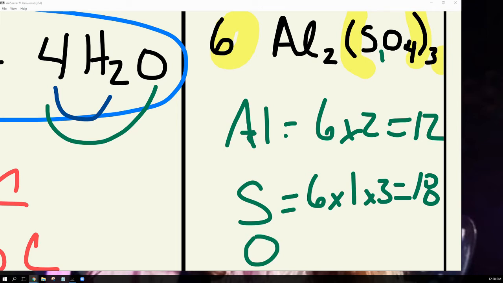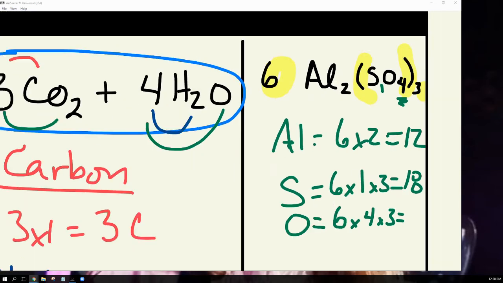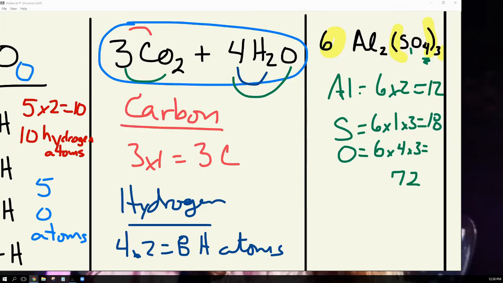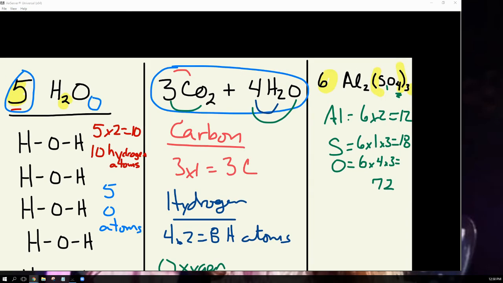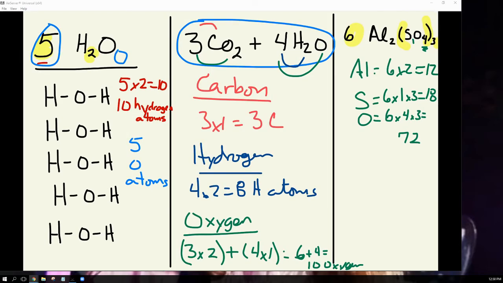And then for oxygen, same idea. We have 6 times 4, because there's a little 4 here, times 3. And I'm actually using my calculator because my brain's not working. We're going to have 72 oxygens. For this year, you're probably not going to see a whole lot of those where you have to deal with parentheses. But there you go. You just have to multiply twice for those. Okay, so that's counting atoms without having to draw molecules each time.